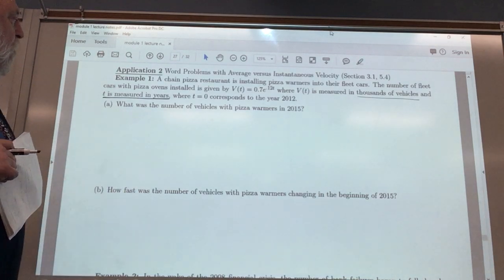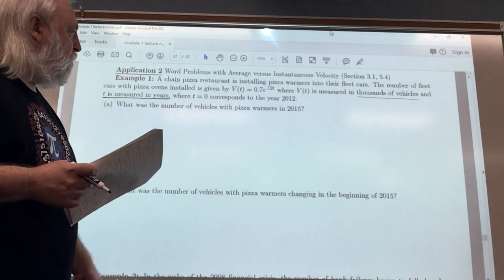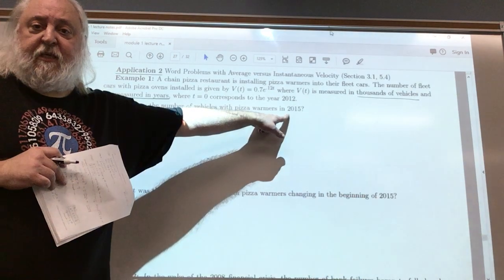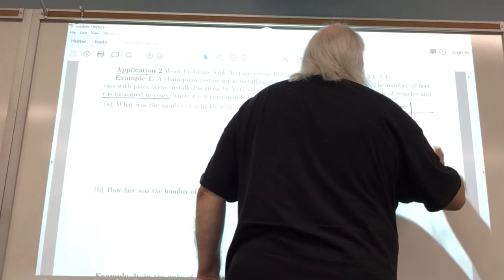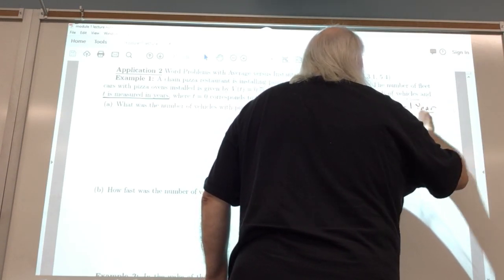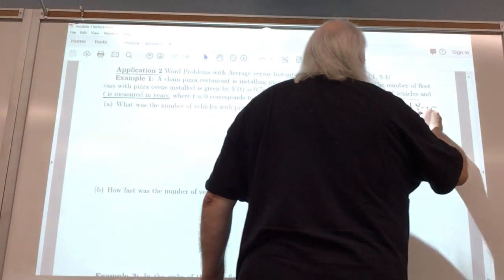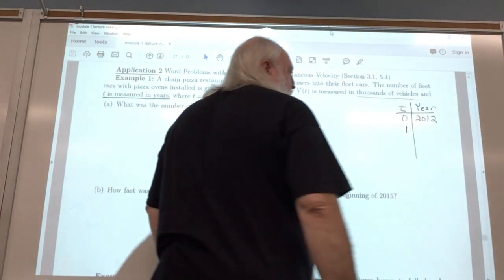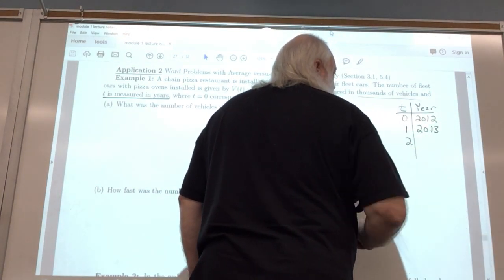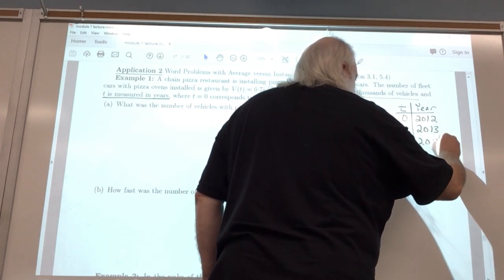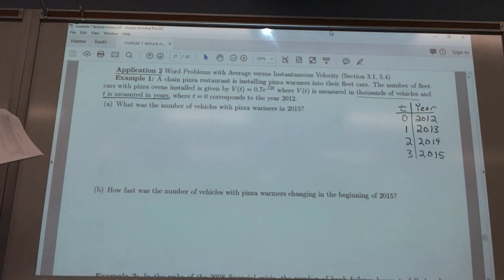In part A, you're asked, what was the number of vehicles with pizza warmers in 2015? Well, what's the value of t that corresponds with the year 2015? I'm going to draw a little table over here. We know that t equals 0 corresponds with the year 2012. So if I add 1 to both sides, t equals 1 corresponds to the year 2013. Then t equals 2 corresponds to the year 2014. And then t equals 3 has to correspond to the year 2015.